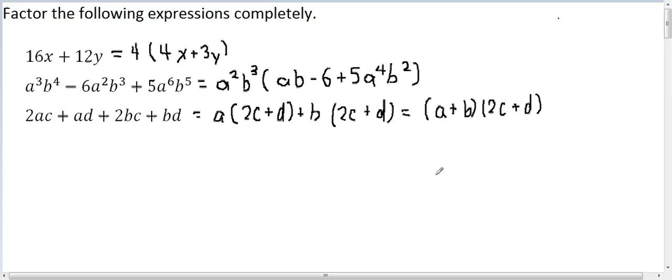So for some problems, we can't immediately factor something out from all the terms, so we have to group certain terms together and factor something out from just some of the terms first before we can complete the factorization.